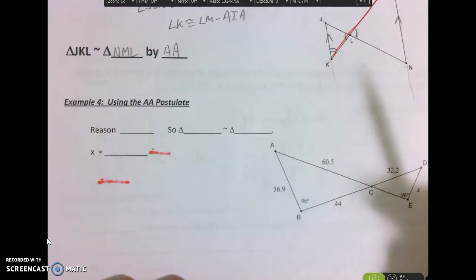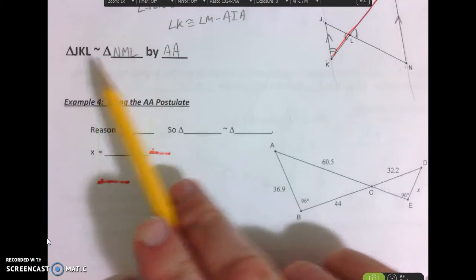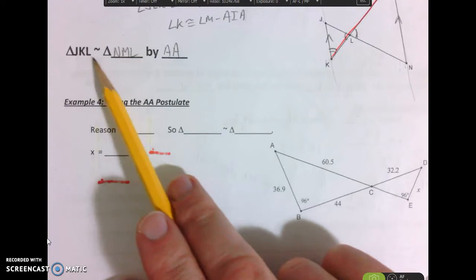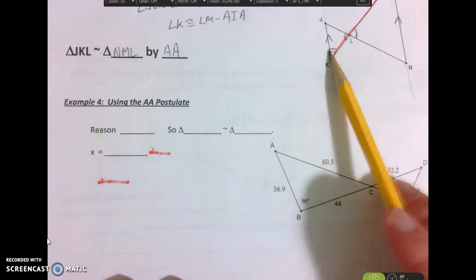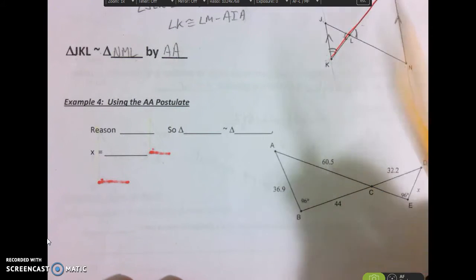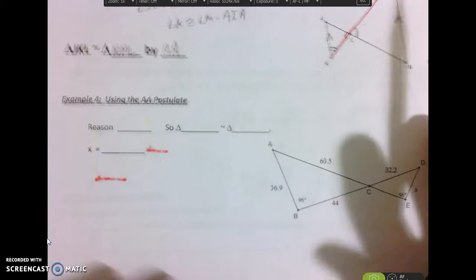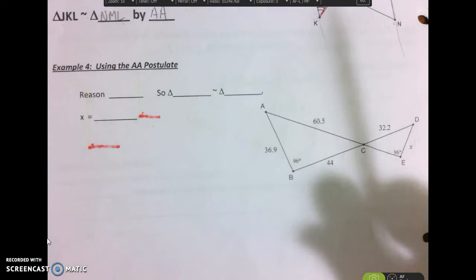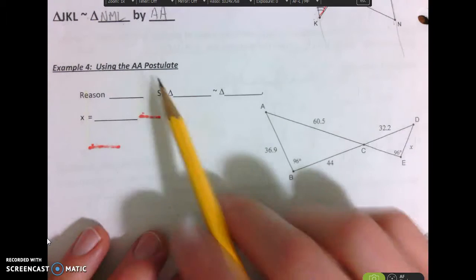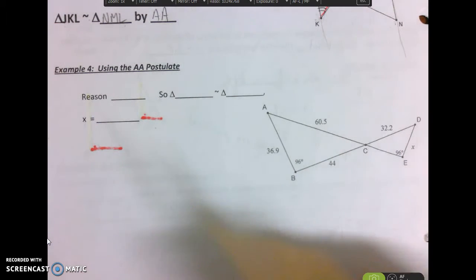If you missed the very end of that last clip, we said that triangle JKL is similar to triangle NML, and that would be by angle-angle because there are two angles in each triangle that correspond to each other and are congruent. So example 4, using the angle-angle postulate.